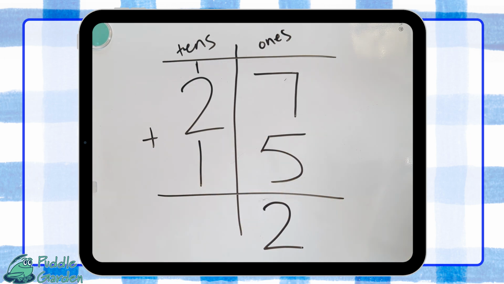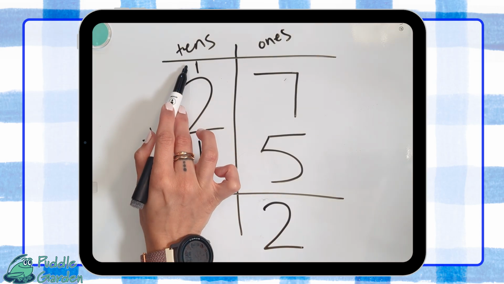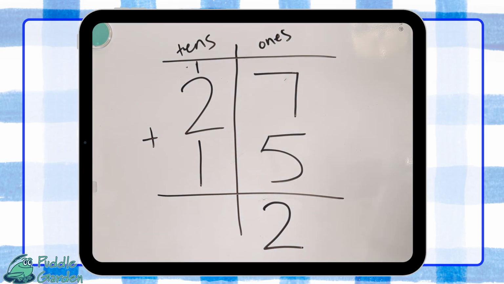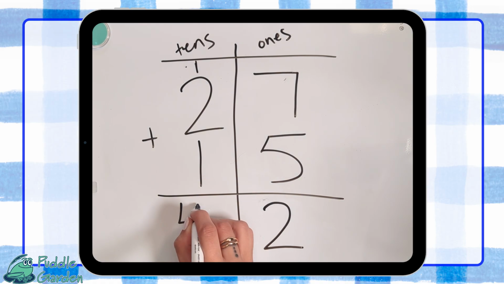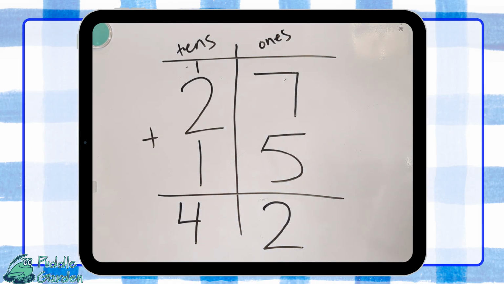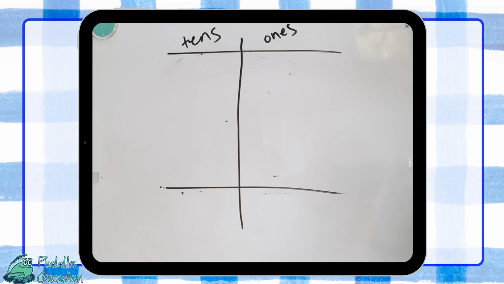Now we're going to jump over to our tens. What is 2 plus 1? That's right, it's 3, but we have one guest over here. So if we have 3 plus 1 more, what's our answer? Great job. It would be 4, and that means our answer is 42. Nice job.